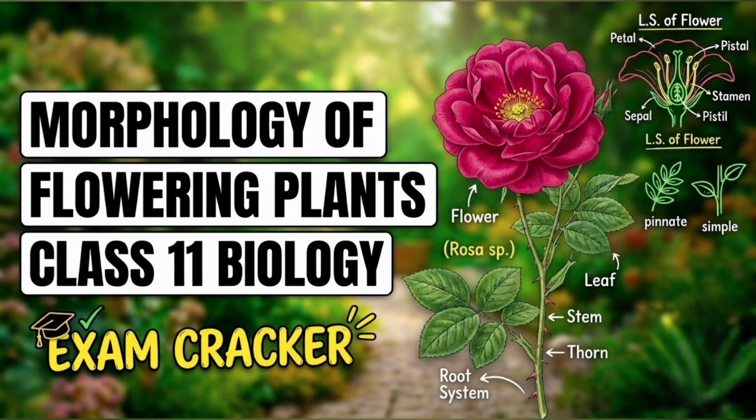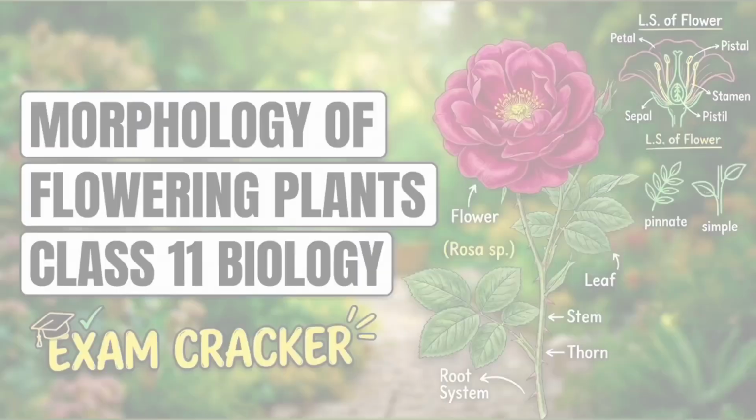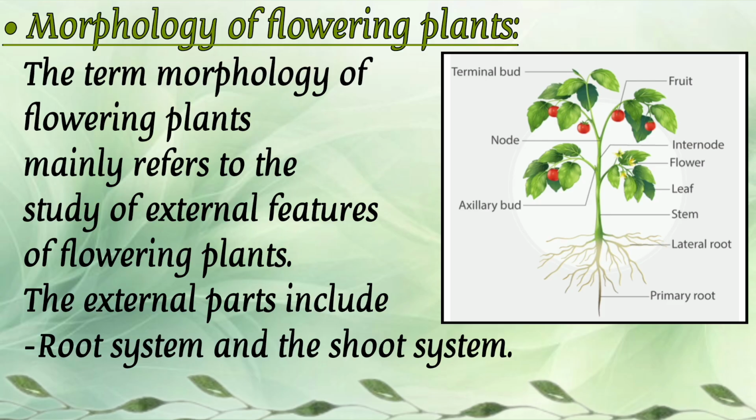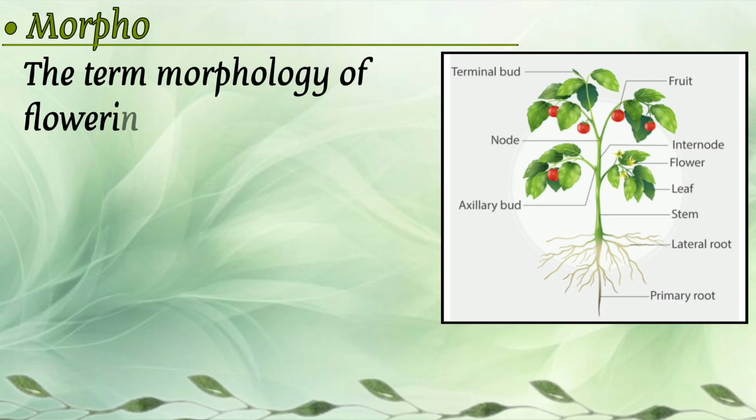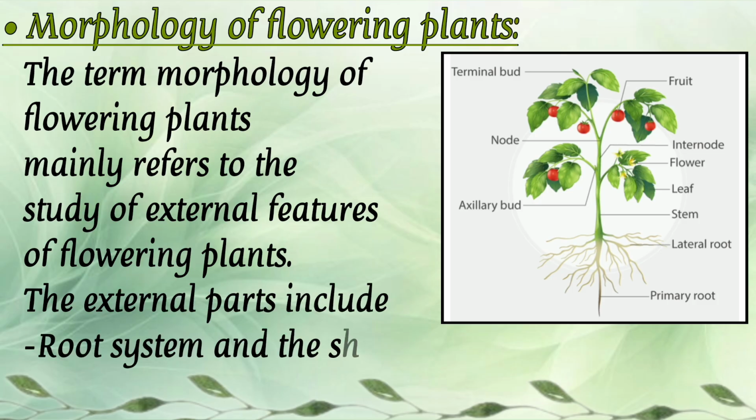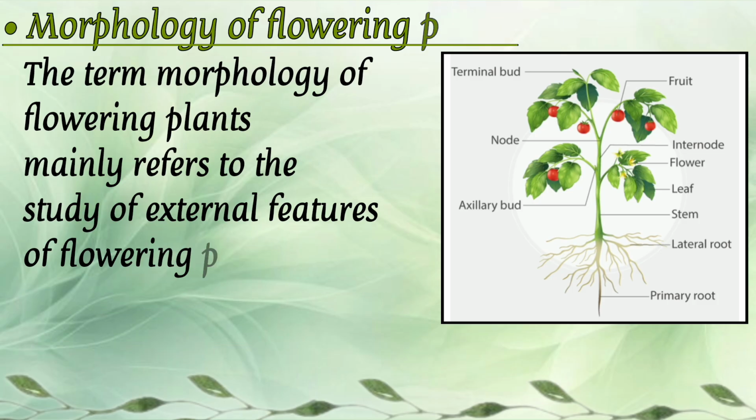In today's video, we will study an important topic from plant biology called morphology of flowering plants. Morphology refers to the study of the external structure of plants. The external structure mainly includes two major systems, the root system and the shoot system.